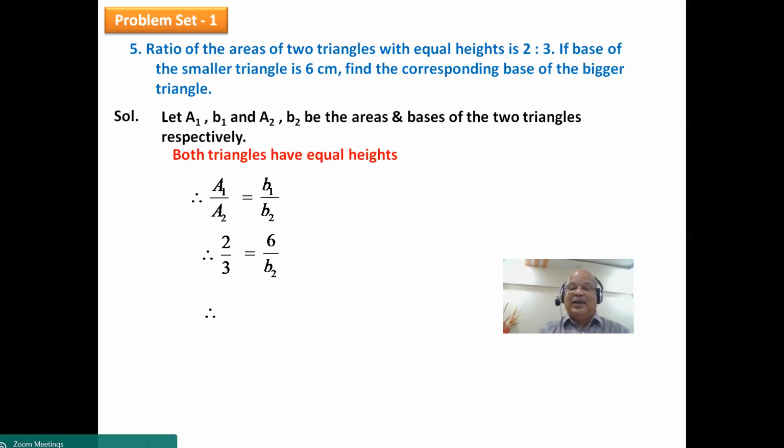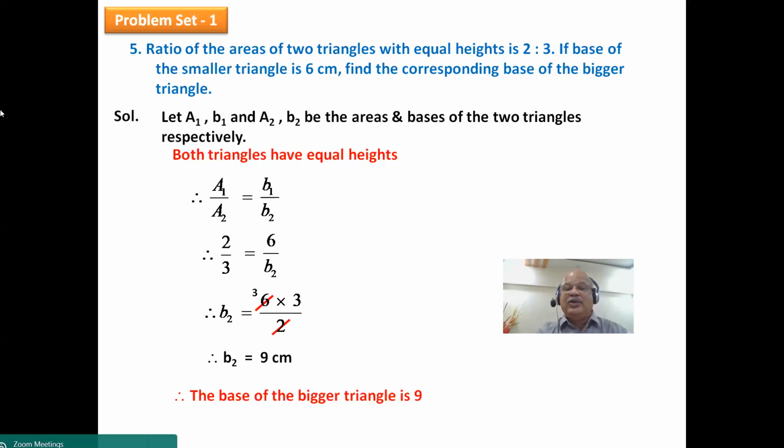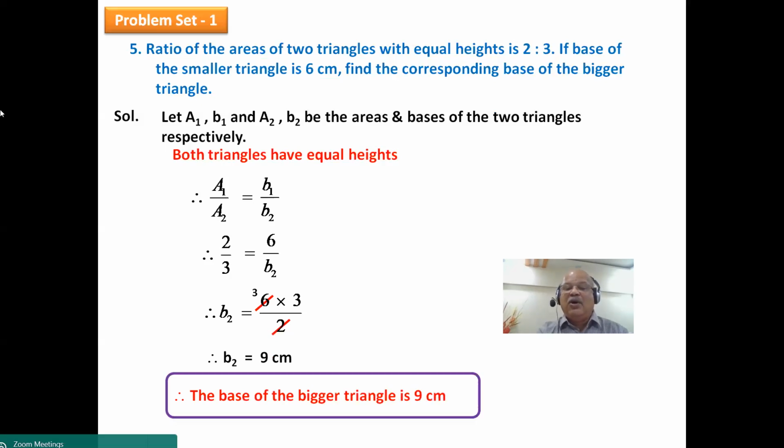Let's cross multiply. 2 sixes are 12, 3 ones are 3... so we get B2 equals 9. In short, the base of the bigger triangle is 9 centimeters.